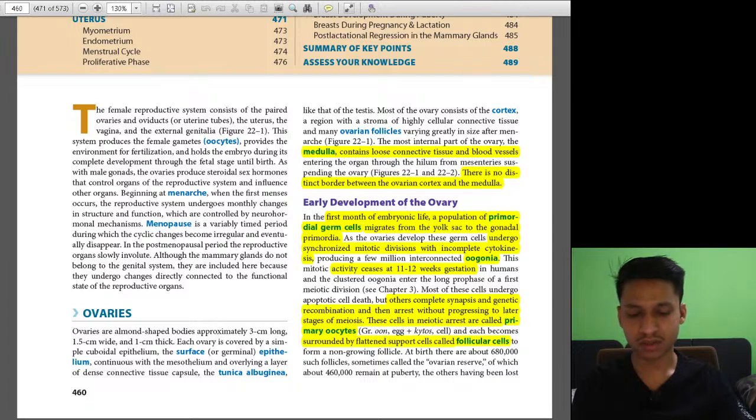Yes, looks perfect to me, and let's get into it. So yes, the female reproductive system.